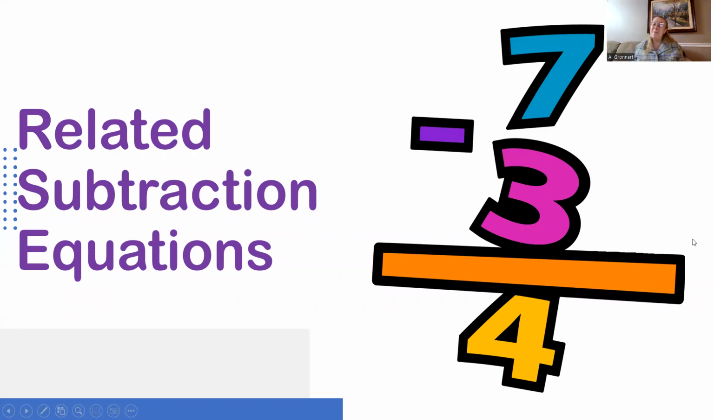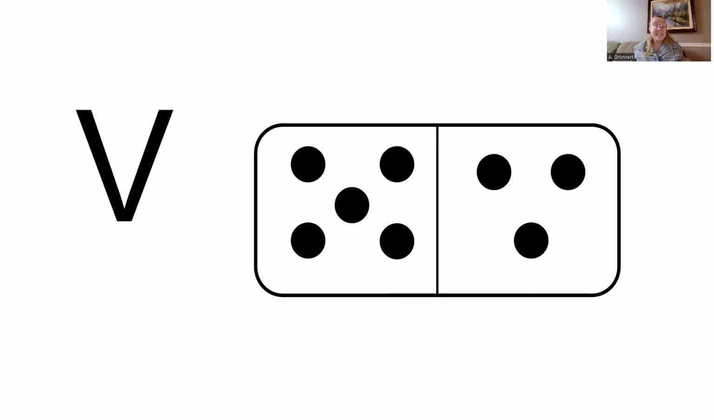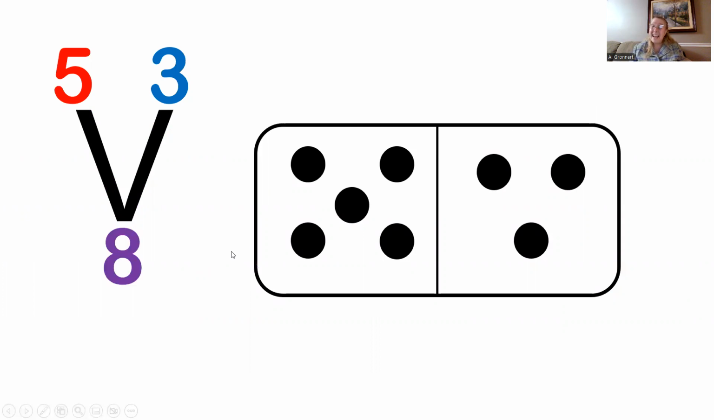Take a look at the domino here. You can see the parts of the domino. That's right. The domino's parts are 5 and 3. The total number of dots on this domino are 8. That's right. And we just made a number tree using those parts and the total.